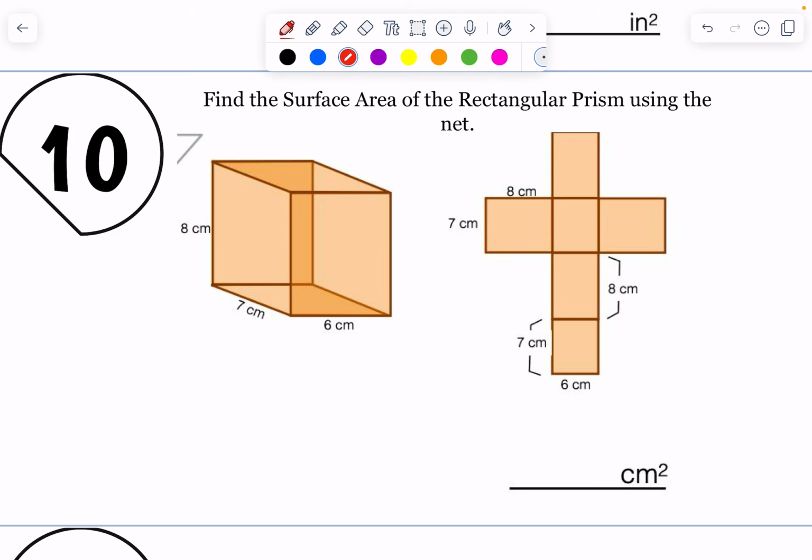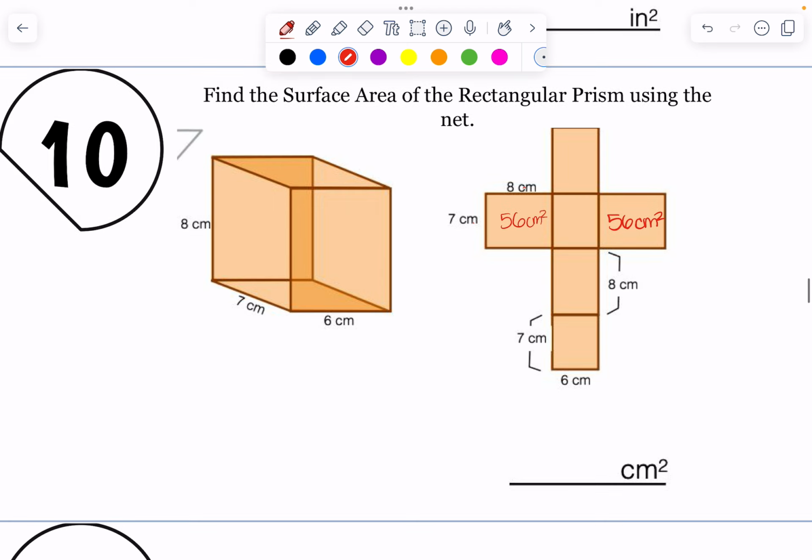So when I look at this rectangle right over here, 7 times 8 is going to give me an area of 56 centimeters squared. Because a rectangular prism has multiple sides that are parallel and congruent, if I know that side is 56 centimeters squared, then this side will also be 56 centimeters squared. Then I'll do this bottom rectangle, because both dimensions are easy to see: 7 centimeters times 6 centimeters gives me 42 centimeters squared.